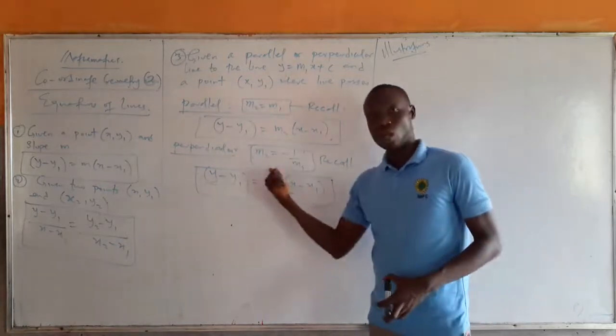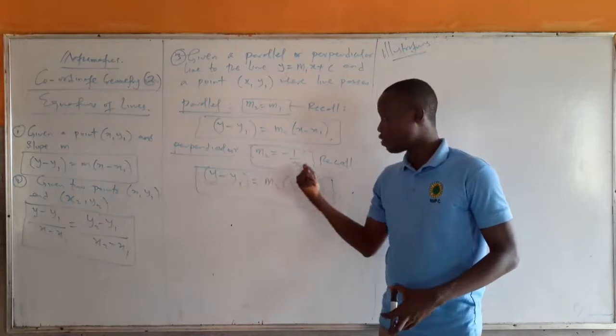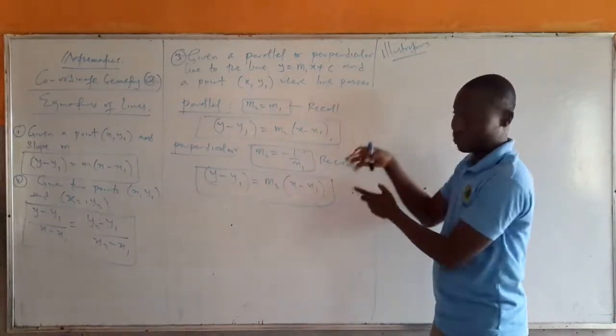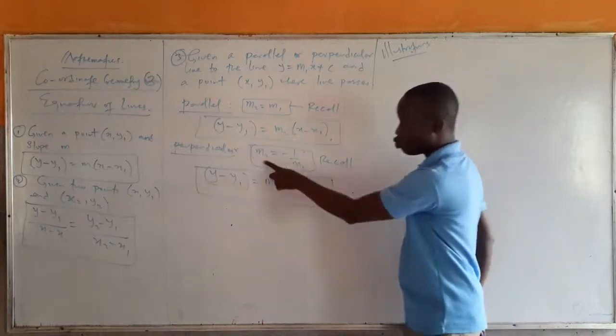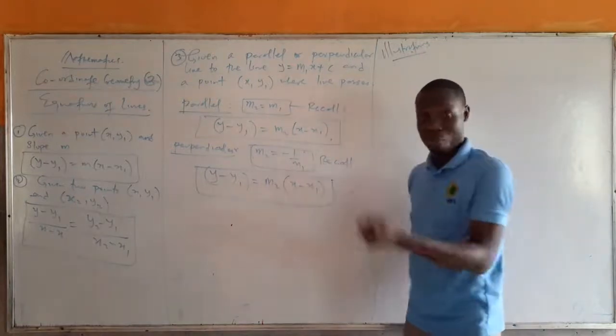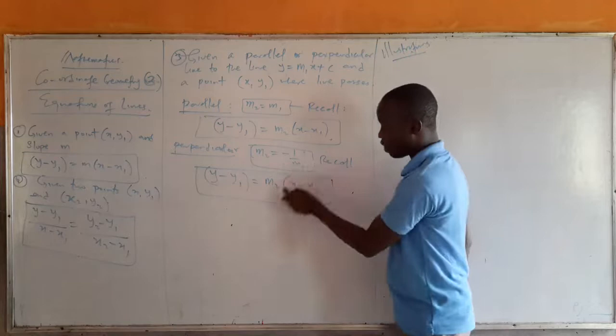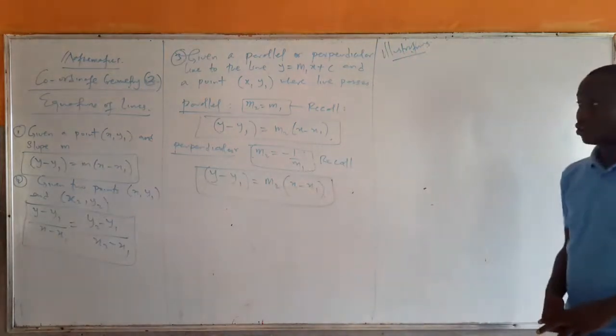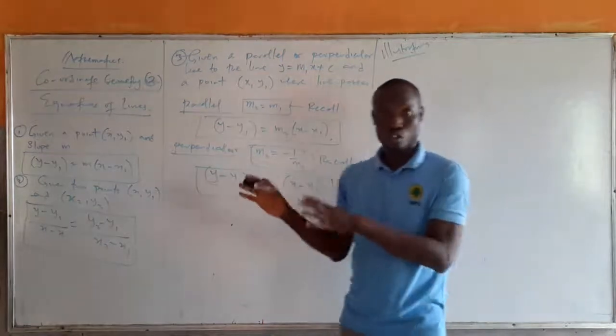But if it is perpendicular, then m2 will be -1/m1. We have done this in the previous video. So if you have not watched the previous video, you can go and check it out. So m2 is -1/m1 if it is perpendicular. Then just take -1/m1, fix it in this position, and you'll be able to get the equation of the line. So these are the 3 points we want to focus on today.